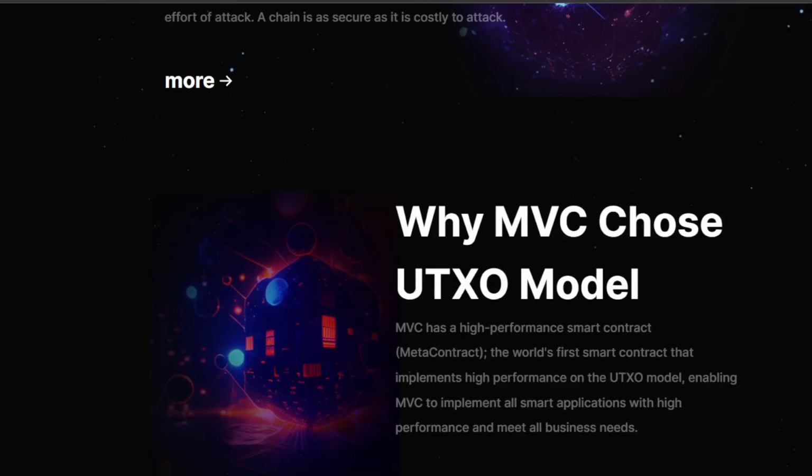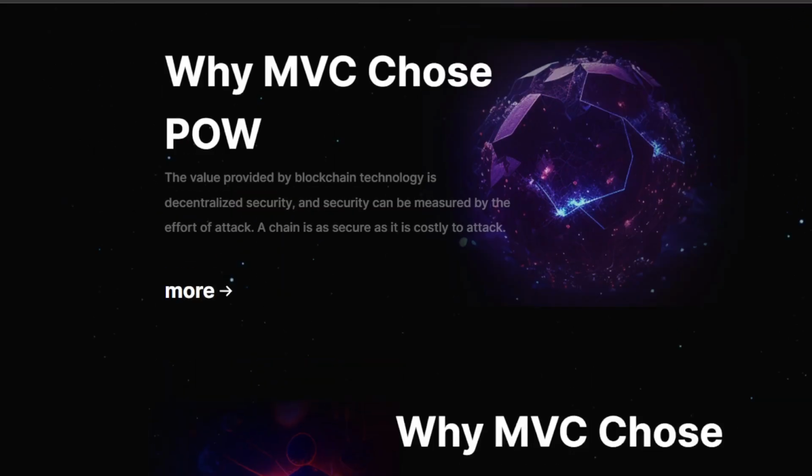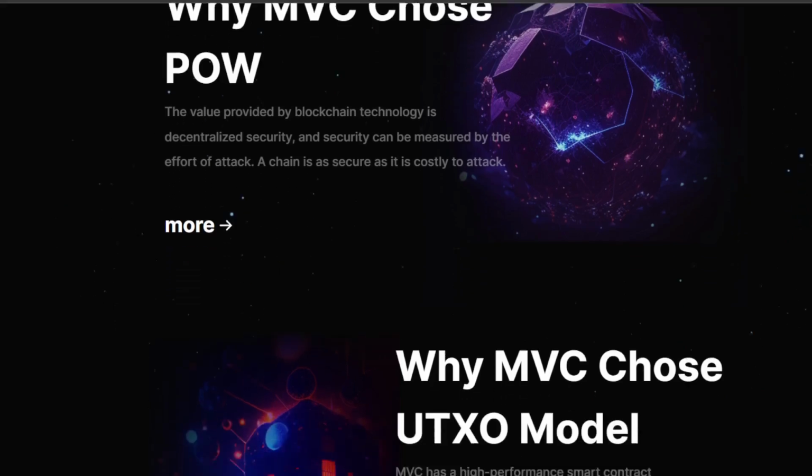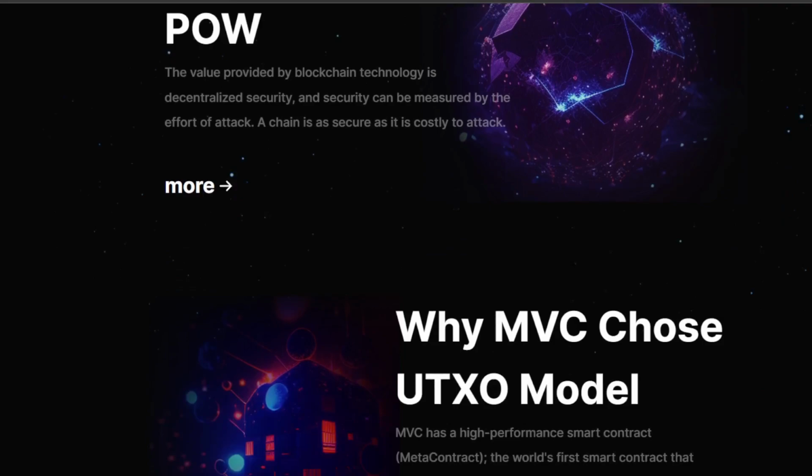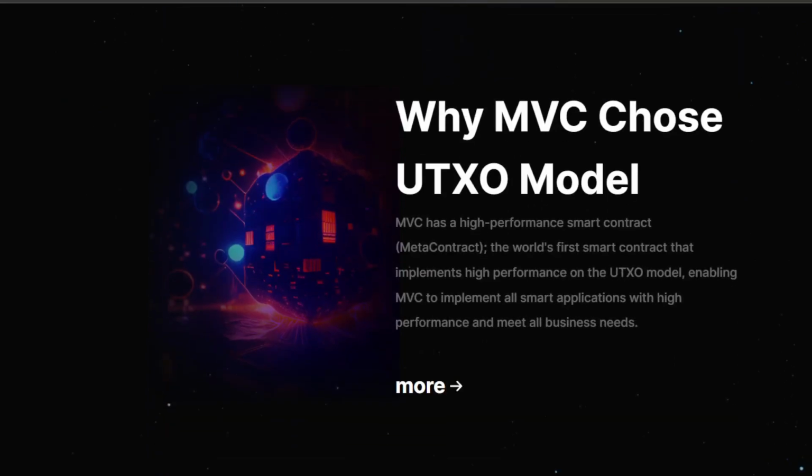Why choose proof of work, guys? It's just because, at the end of the day, decentralized security is measured by efforts of attack. It's already been tested for so long, and because of that, it's been showing a really good sense of security. So proof of work overall is great, and of course that SEC concept. Remember that SEC concept. Why did MVC choose UTXO? Again, the meta contract UTXO model enables MVC to implement all smart contract applications with high performance, meeting all business needs. So the speed and all of that good stuff.